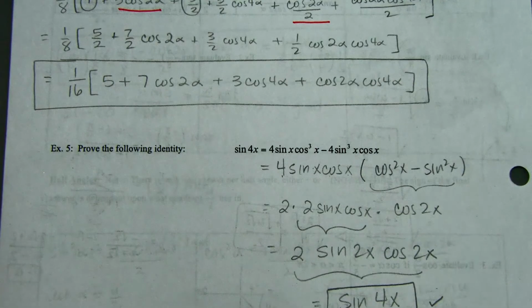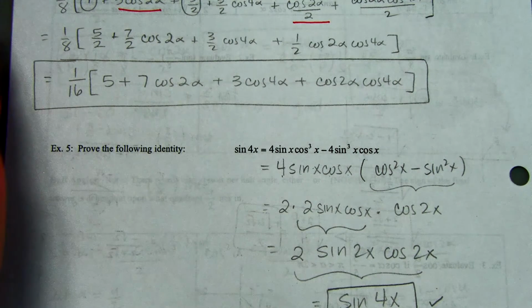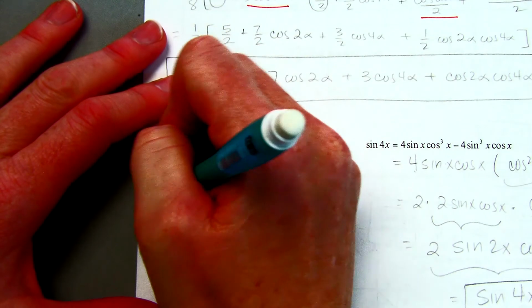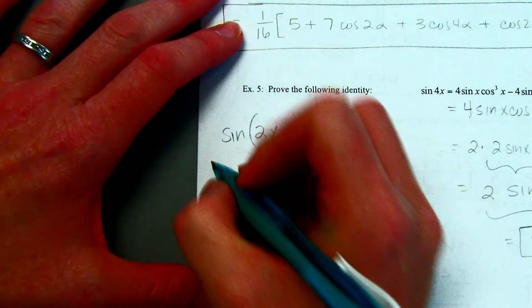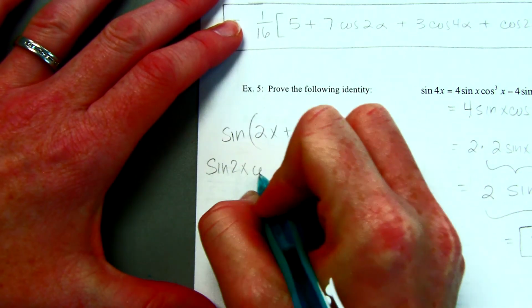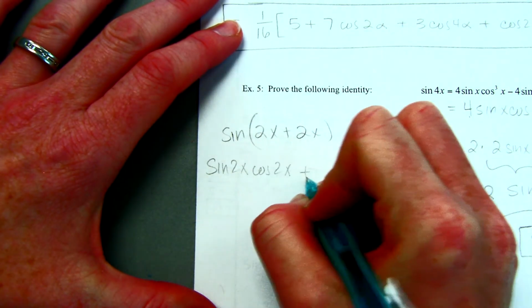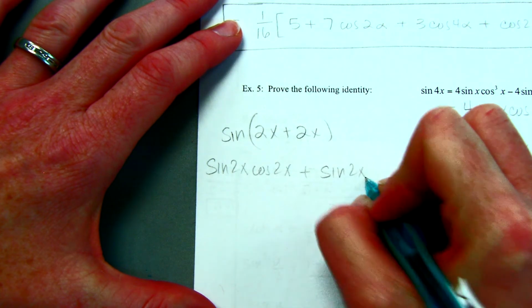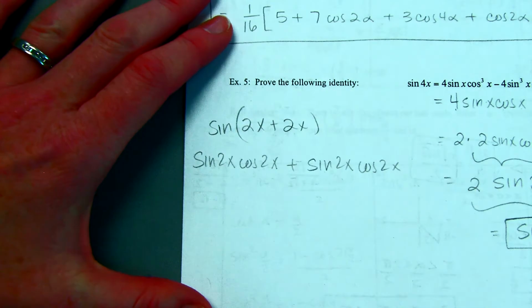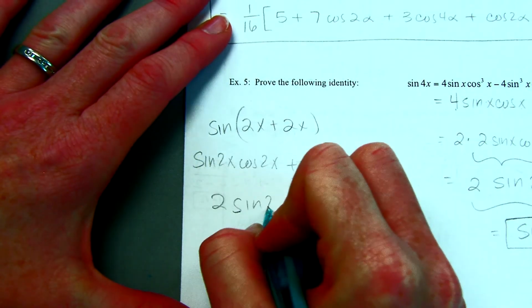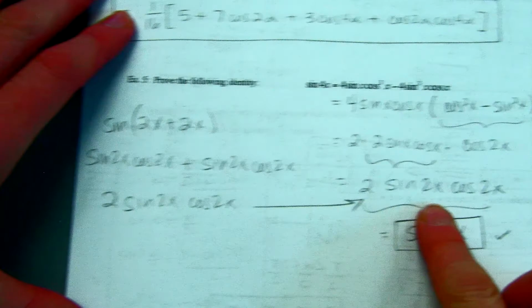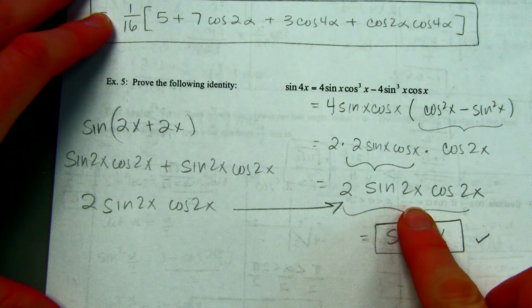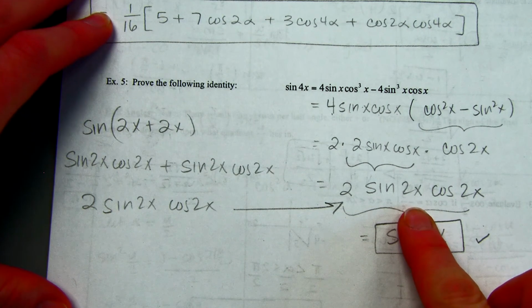Could you use the addition formula and get the same answer? Can you say like sine 2x plus 2x? Sine 2x cosine 2x plus sine 2x cosine 2x. So you get 2 sine 2x cosine 2x. Oh, look, it's right there. Yeah. So, yeah. Assuming that you would know what to do next, yeah.